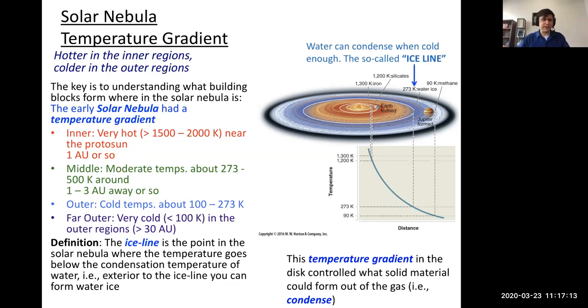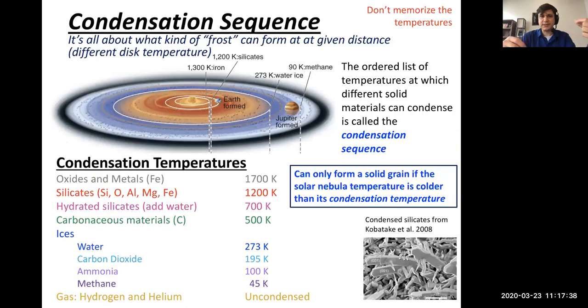And if you think about it, it's not that surprising that we have this temperature gradient. Where is it going to be hottest? Of course it's going to be hottest near where the sun is forming, the central regions, and then it's going to get cooler and cooler and cooler the further you move out away from the protosun. And this temperature gradient is going to dictate what solid building blocks we can form. This is the heart of condensation theory.